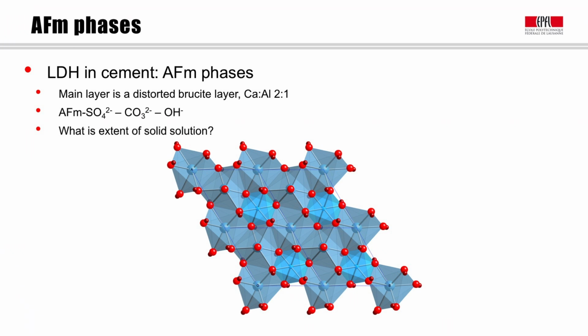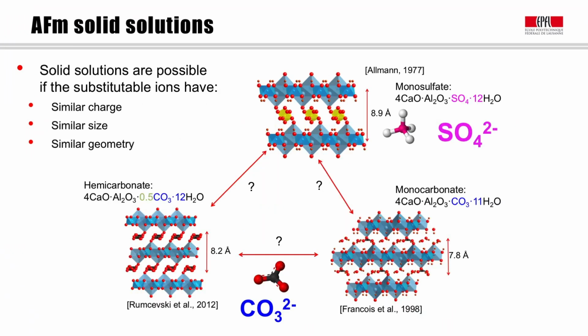Now, one of the key questions in understanding these phases, and particularly how much of them forms and what their contribution to space filling is, is that we need to know the extent of solid solution. If we take the most common substitution, which is between sulfate and carbonate, we have these 3 phases. We have monosulfate at the top, the monocarbonate at the bottom on the right, and the hemicarbonate at the bottom on the left.